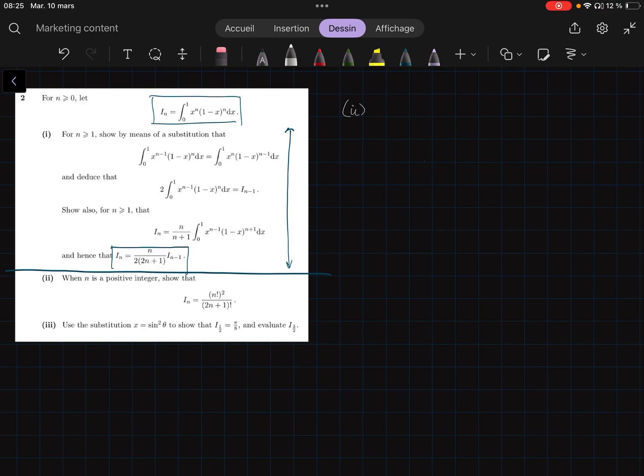We want to show that if n is a positive integer, then I_n is equal to this expression. Let's go back and look at our toolbox. What tools can we use to prove this result? You can prove this directly. You can use contradiction. Or you can use induction.